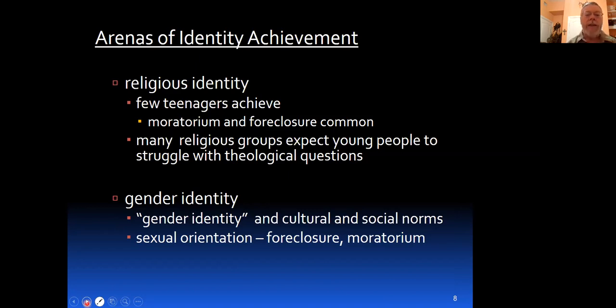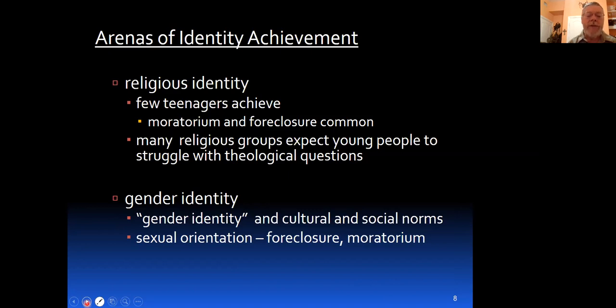Another area of identity would be gender identity. So gender identity in terms of, will one adopt what one's culture thinks of as normal in terms of sexual orientation, in terms of social norms? So in terms of how one dresses and whether one tries to show what is traditional in terms of gender identity, or is a little bit looser with that. This also involves sexual orientation.